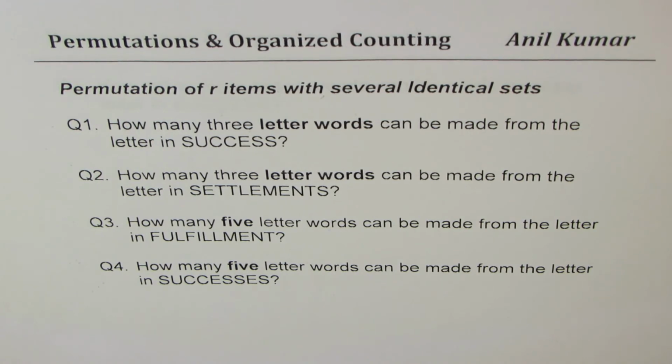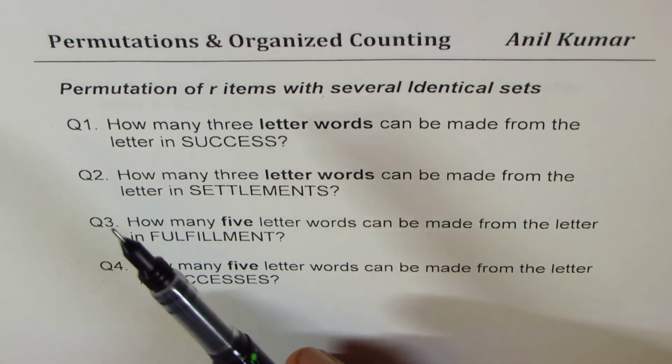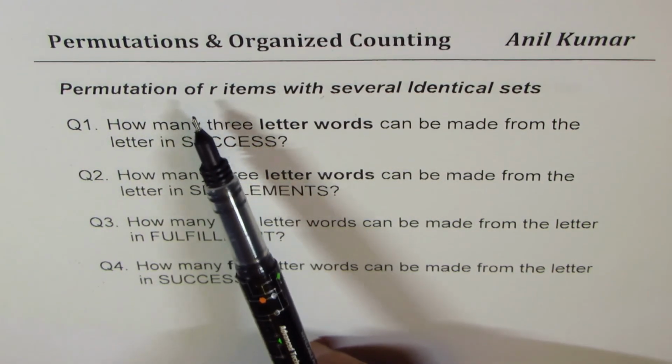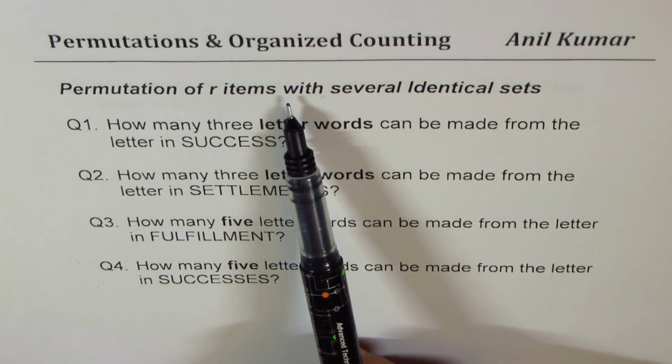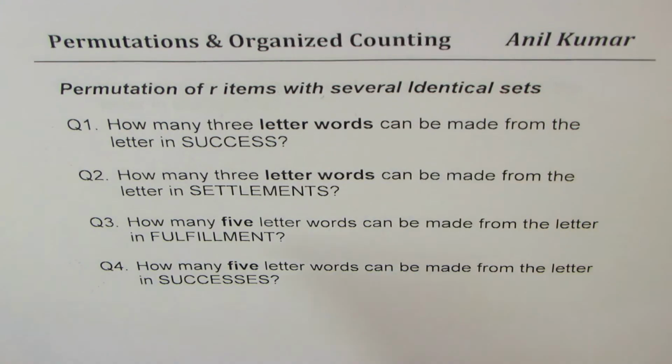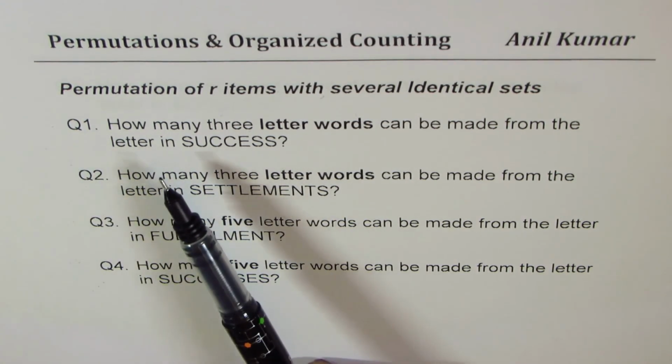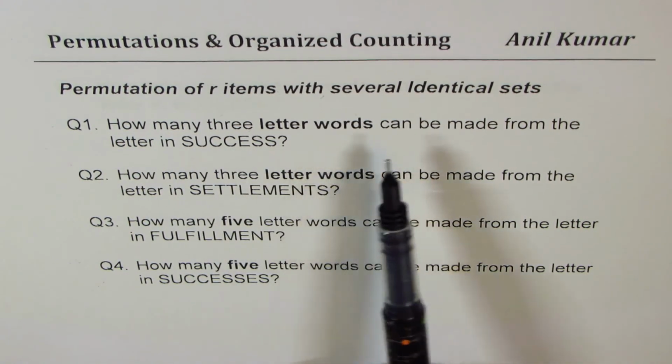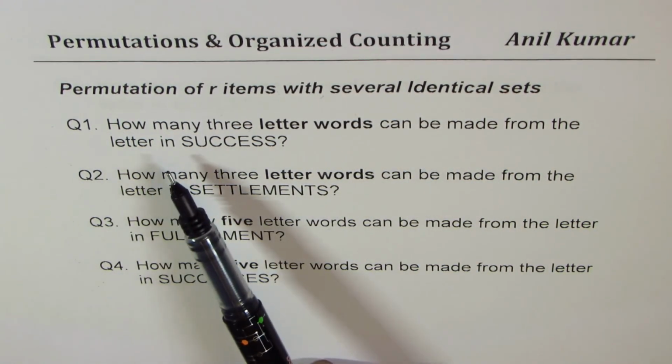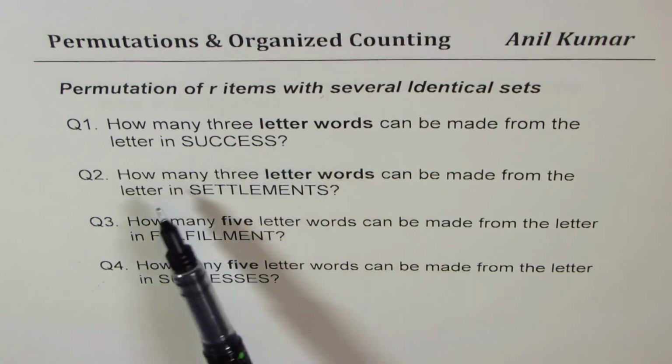In this particular video, we'll discuss a couple of examples where we look into permutation of R items with several identical sets. Questions here are very similar and we'll actually follow one strategy to solve them. Question number 1 is, how many three-letter words can be made from the letters in success?